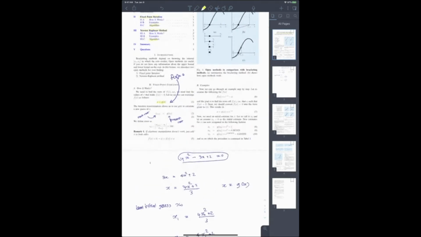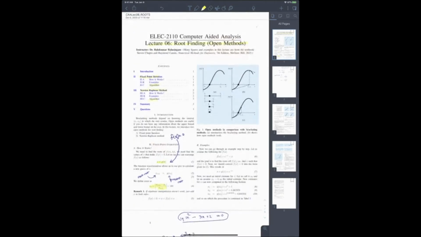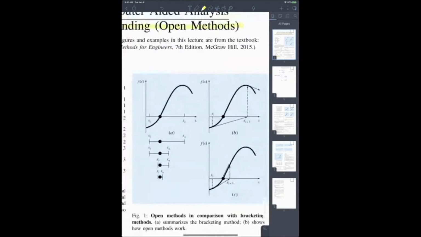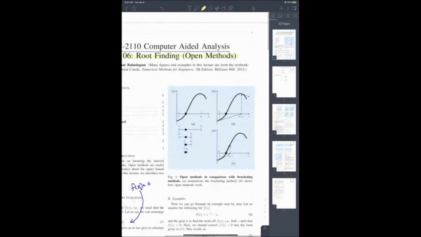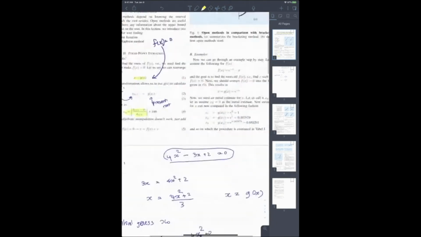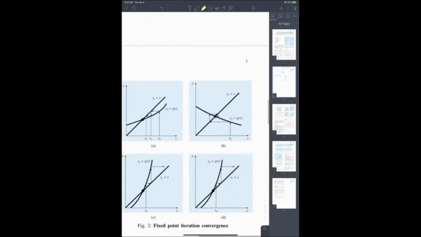So everything else is kind of the same. We'll compute the percentage relative error, and then we will stop the iteration when the error becomes less than a small value. Now, before I go into the example, let me show you that's a comparison of open method with the bracketing method. Okay, this is the figure I want to discuss.